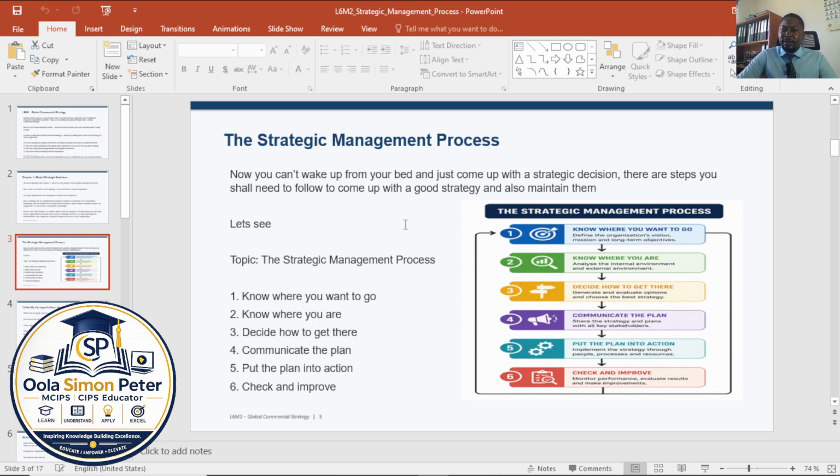So if you're at a certain point before B, what are you going to use to make sure you go to point B? Communicate the plan. Put the plan into action, and also check and improve where necessary. So these are the steps we follow to come up with a good strategic decision. So let's discuss them in detail and see.